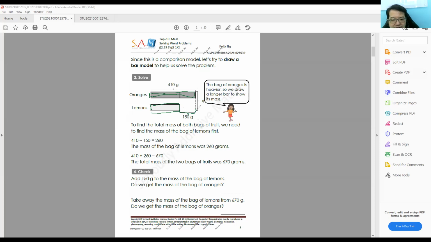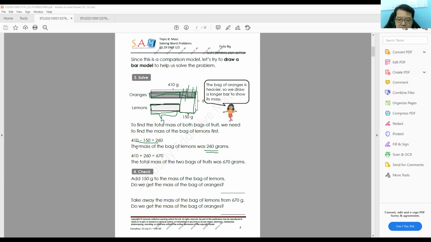Okay, so to find the total mass of both bags of fruits, we need to find the mass of the bag of lemons first. So how much is the lemon? Now we know that the oranges and this extra part equals 410. So that means, remember part whole? If we take 410 minus 150, we take this off, that will give you this part, the lemon. And so we find that 410 minus 150 gives you the answer 260 grams. So the mass of the bag of lemons was 260 grams.